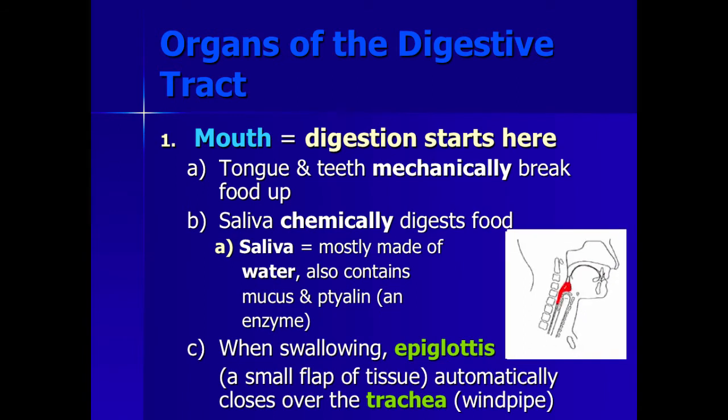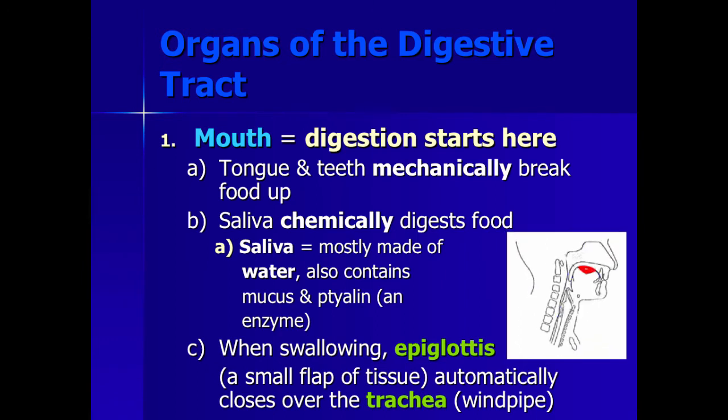And then the last thing is swallowing. The epiglottis, which is this small flap right here, let's see if you can see it, is a small flap of tissue that automatically closes over your trachea, which is your windpipe, when you're swallowing. Now, we know that our esophagus is made out of smooth muscle, and as we swallow, the epiglottis is going to cover the trachea so it doesn't allow food and drink to go into our lungs.